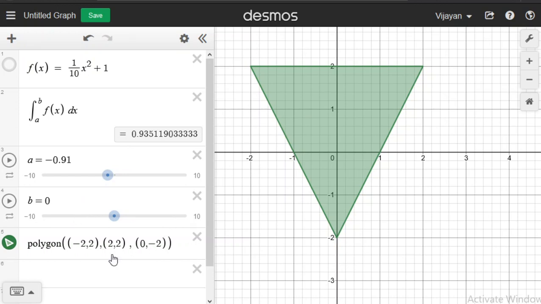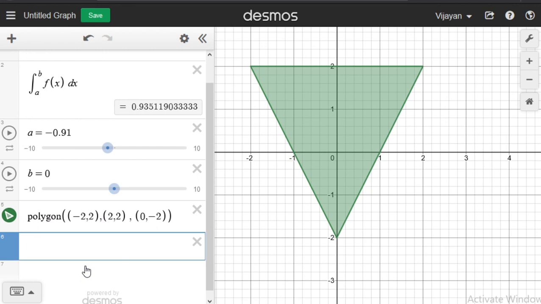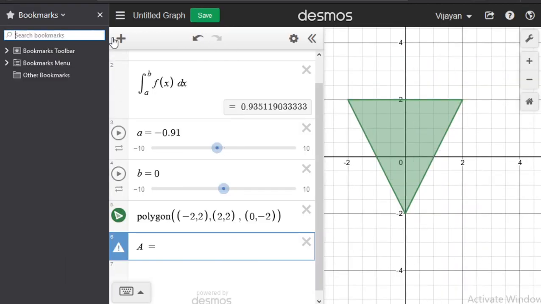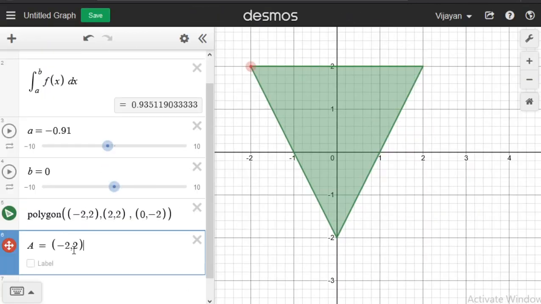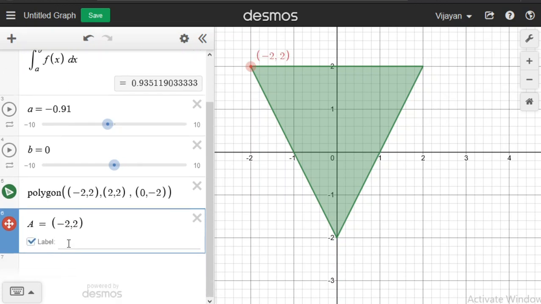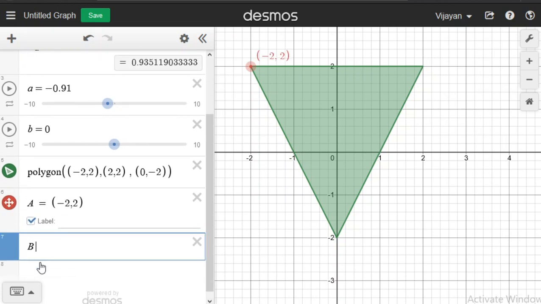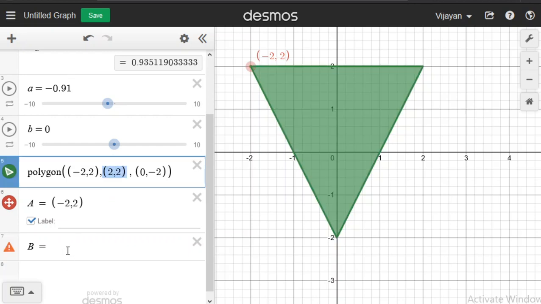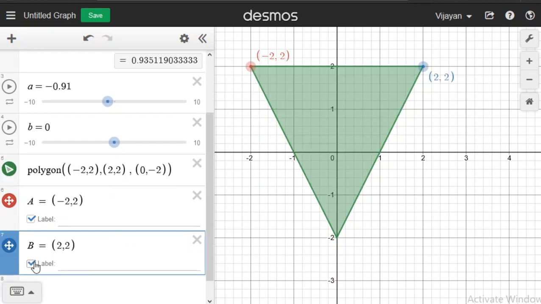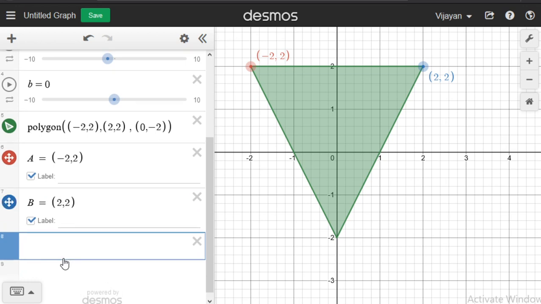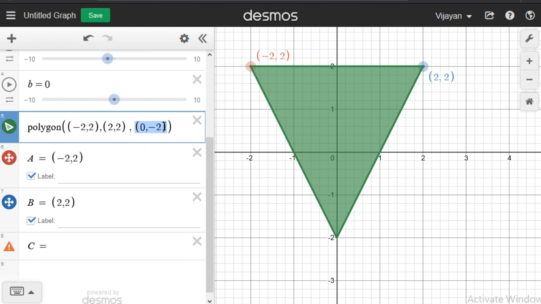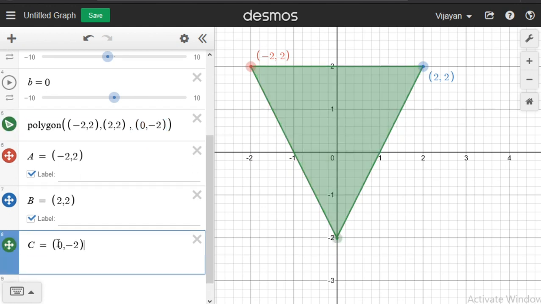We can also assign the points. Capital A is equal to this point, we can label it also, and capital B is equal to this point, we can label it also. Similarly, capital C is equal to this point, we can label it also. So these are also the techniques of making the points.